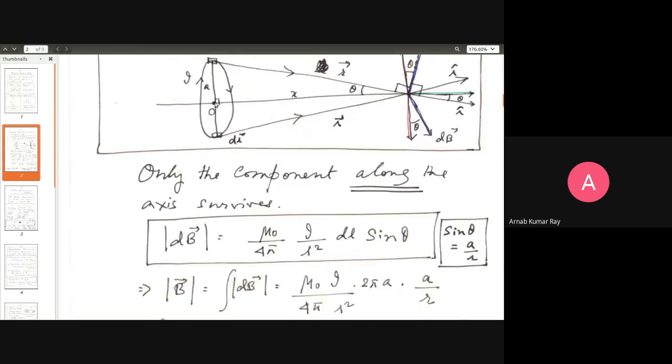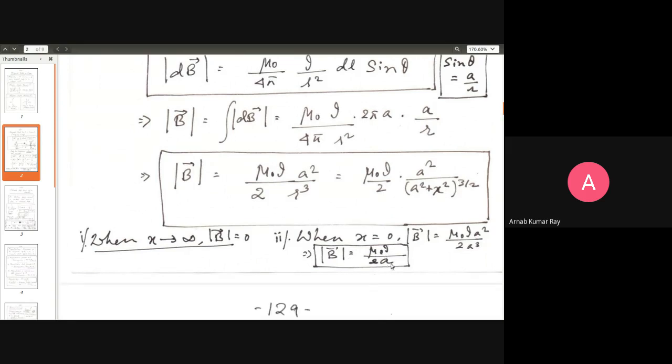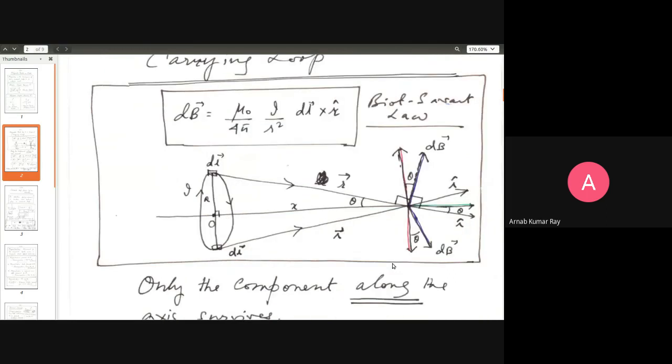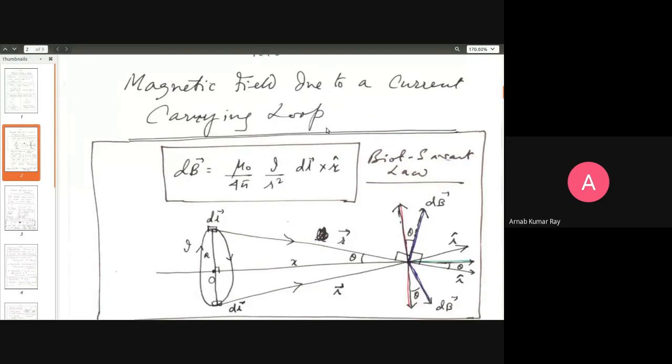And here at the center of the axis, when x is equal to 0, you put x equal to 0 over here, and you will get B is equal to mu naught I A squared by 2 A raised to 3. A squared raised to 3 halves will give you A raised to 3. So B will be equal to mu naught I by 2A. So that is what you get here. So this is the magnetic field due to a current carrying loop. Let us just try to understand this thing. If the current had been straight, follow. We discussed this thing earlier.